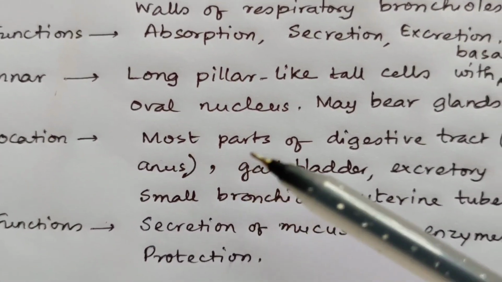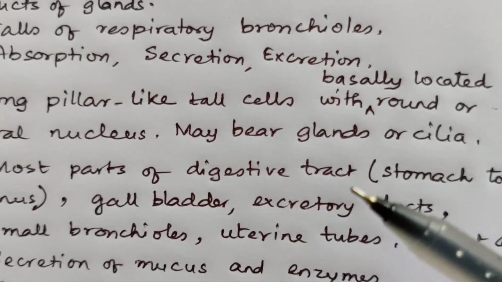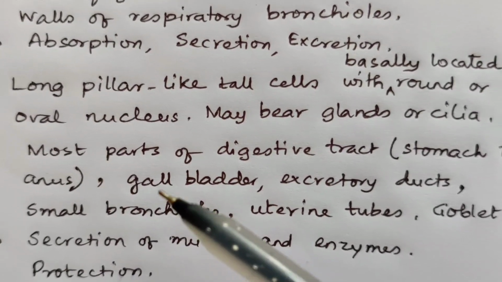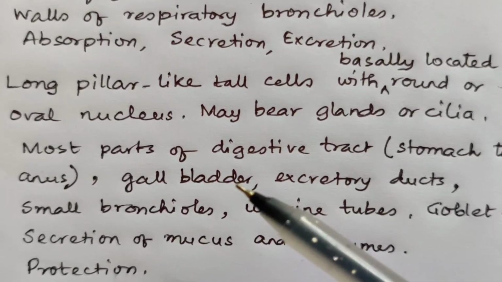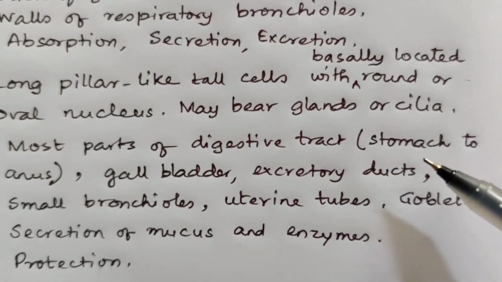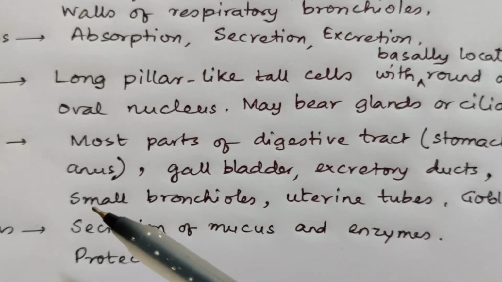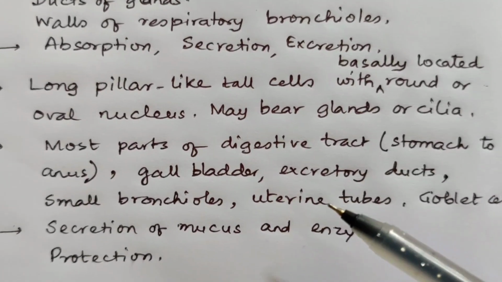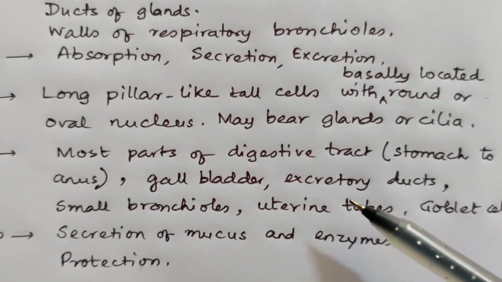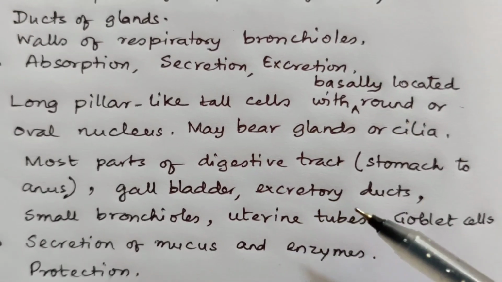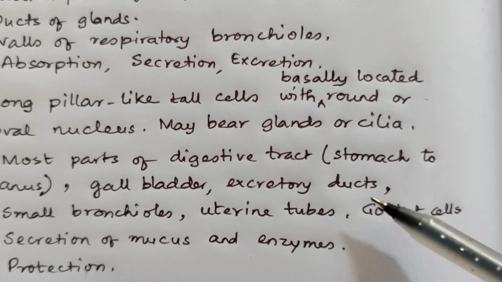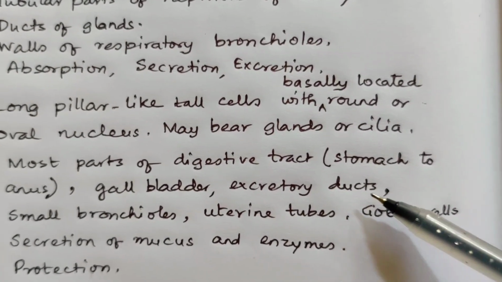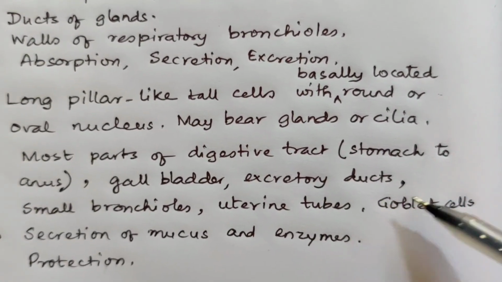Where are they located? They are located in most parts of our digestive tract, from the stomach to the anus. They are located in the gallbladder, in the excretory ducts, and in the small bronchioles of our lungs. They are located in the uterine tubes, the tubes within the uterus of the female reproductive system. They are also located in goblet cells. Goblet cells are glandular cells in the intestine that secrete mucus.